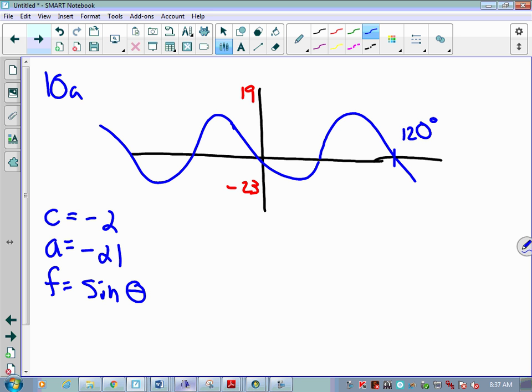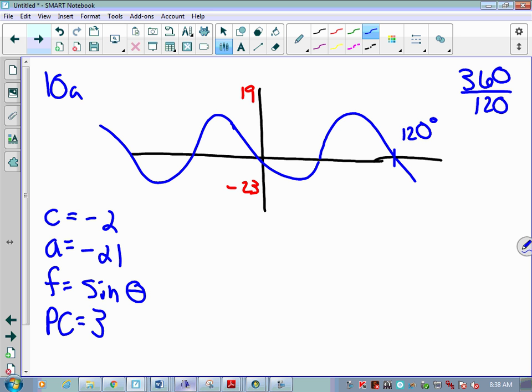All right, the next thing that we're looking for is a period change. So we're looking at how many degrees it goes through a complete cycle, right? Complete period. Notice that it goes through and finishes its period in 120 degrees. So what we want to do is find out what that is as a fraction, okay? So we want to find out how many periods it would go through in 360 degrees. So we're going to take 360 divided by 120. What's 360 divided by 120? 3. So period change is 3.